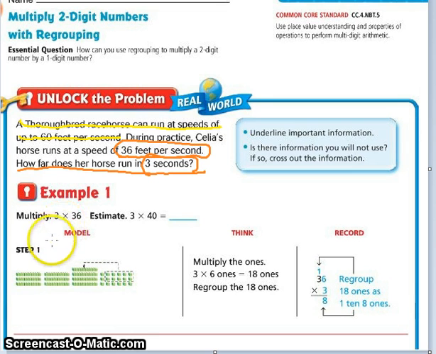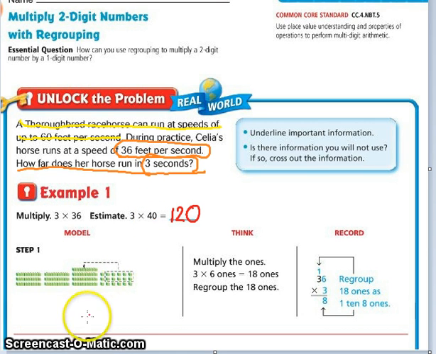Okay, let's look at our example and multiply. We need to do 3 times 36. Let's start by estimating it. What is 3 times 40? 36 is rounded to 40, so I know that 3 times 4 is 12, and then it's really 3 times 40, so it's going to be 120. Remember, we always add in that extra 0.